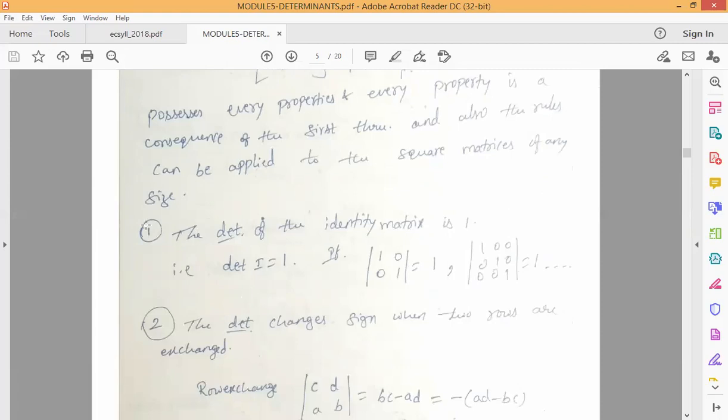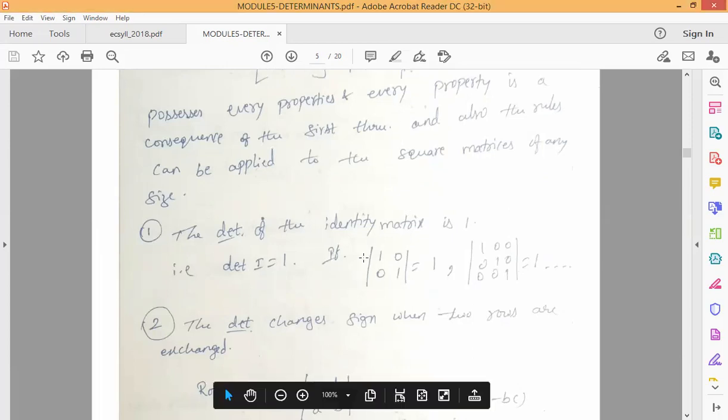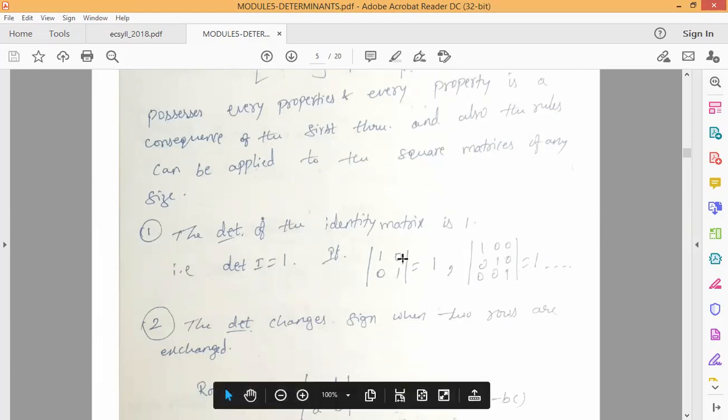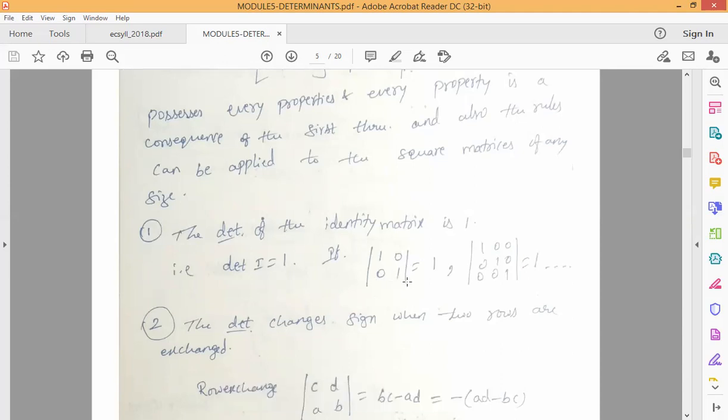So let us come to the properties one by one. The determinant of the identity matrix, as I told, always will be equal to 1. That is, you can write determinant I is equal to 1. For example, we can consider a 2 cross 2 identity matrix. Identity matrix means the diagonal elements will be 1 while the other elements will be 0. When you consider such a 2 cross 2 identity matrix, you can see that 1 into 1 minus 0 results in the value 1.